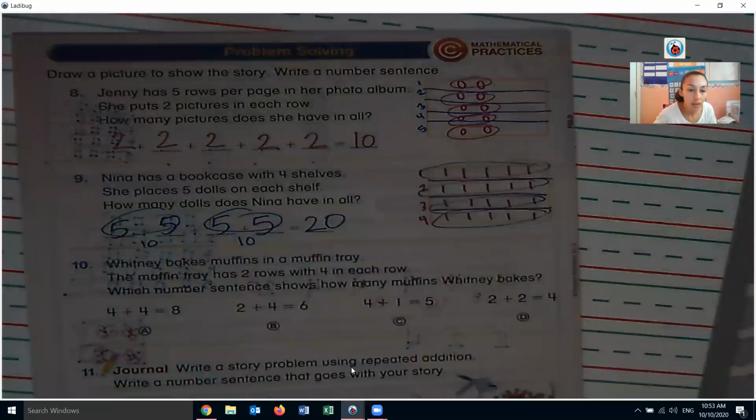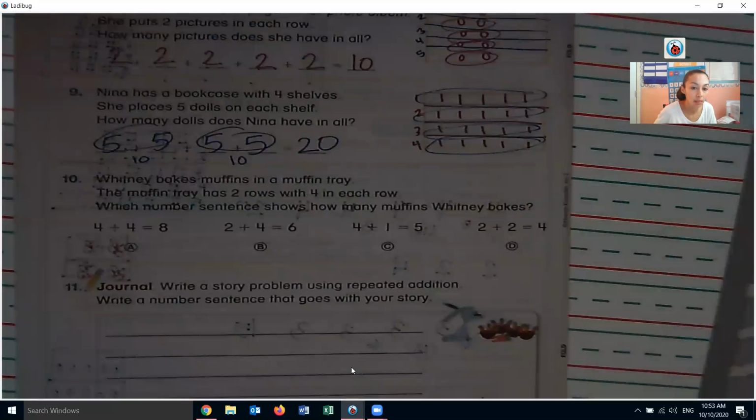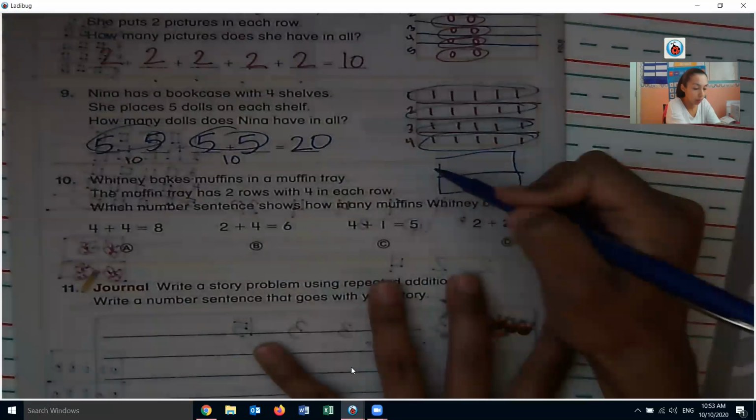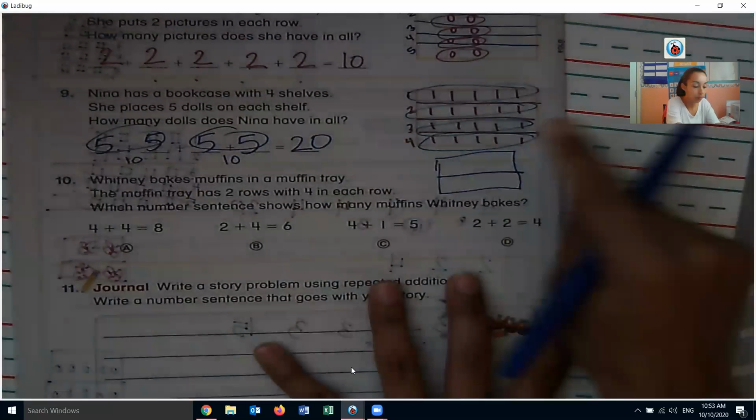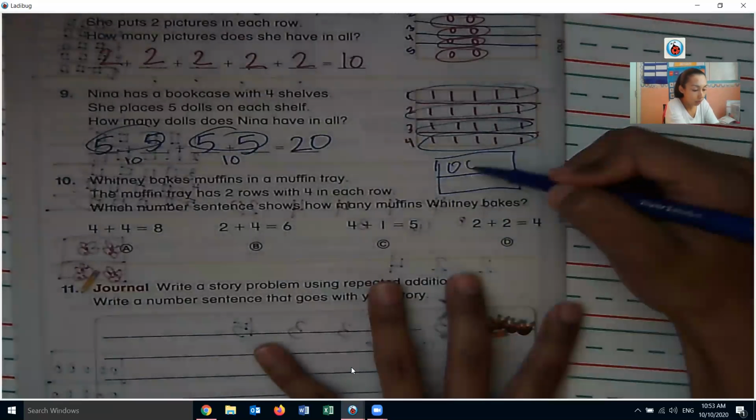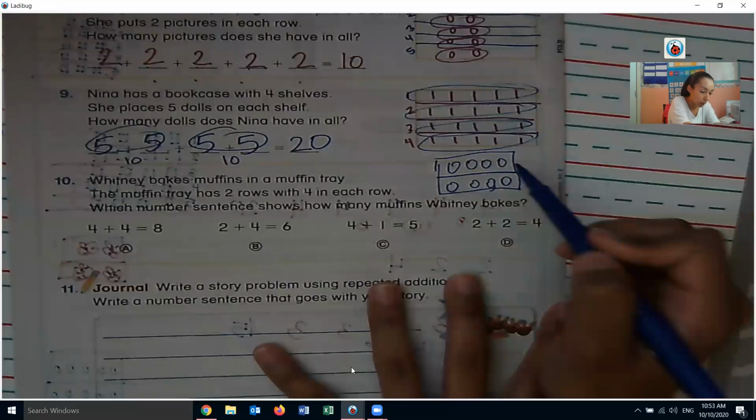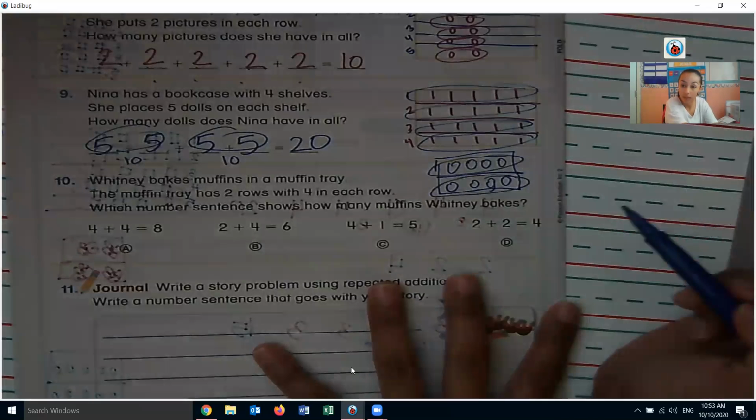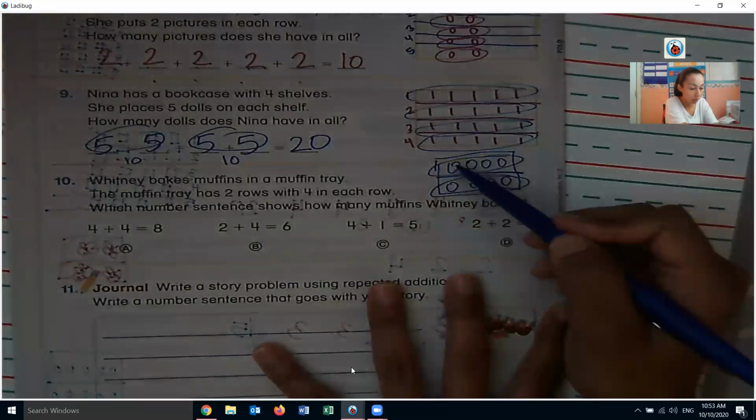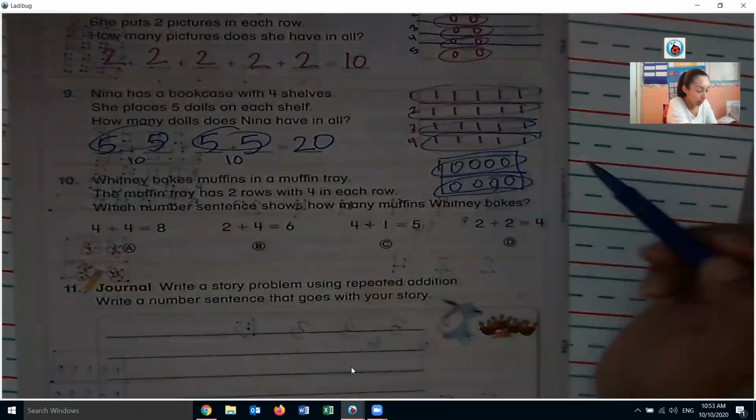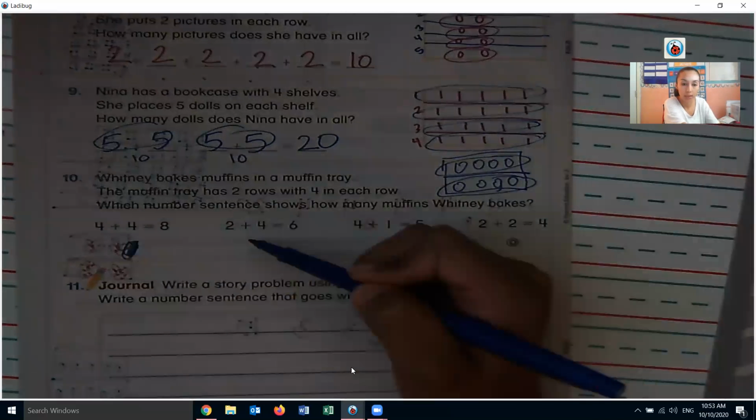Okay, number 10, Whitney bakes muffins in a muffin tray. The muffin tray has 2 rows. So there's my rectangle, and I have 2 rows, 1, 2. And there are 4 in each row. So that means we'd have 1 group, 1 group. So we should have 2 lines, something plus something. And that something would be 1, 2, 3, 4. We want 4 plus 4, which gives us 8. So it'd be that first choice, letter A.